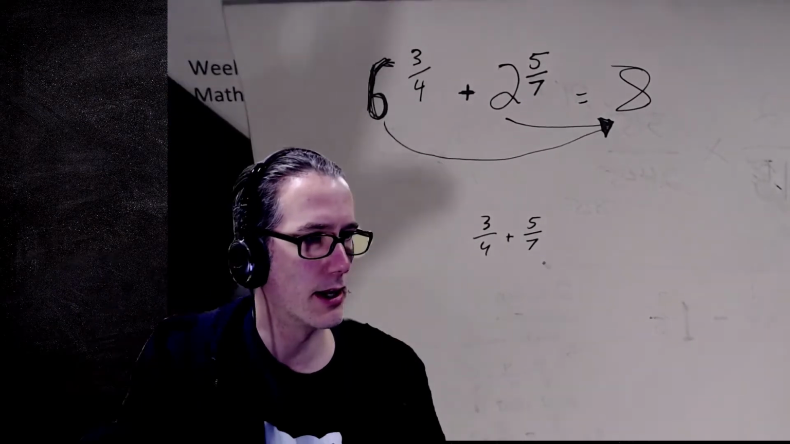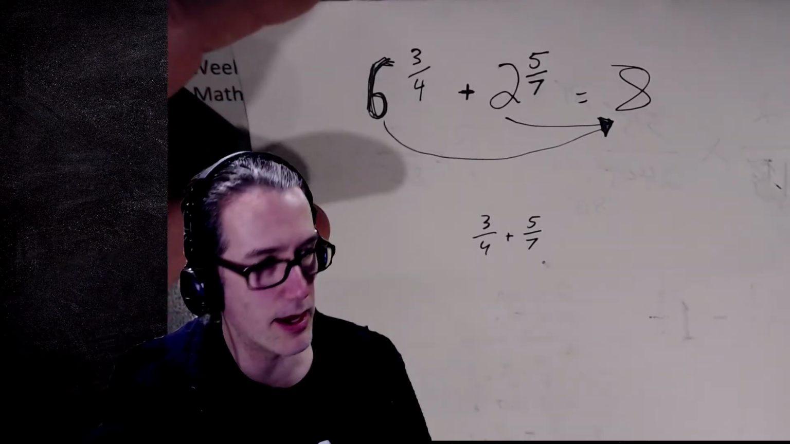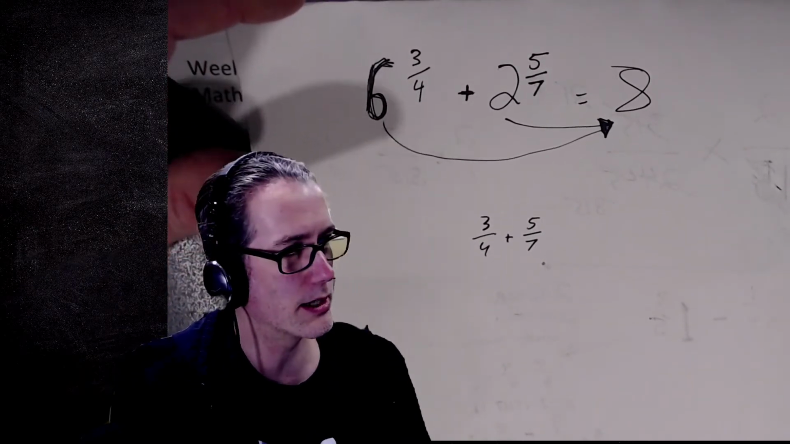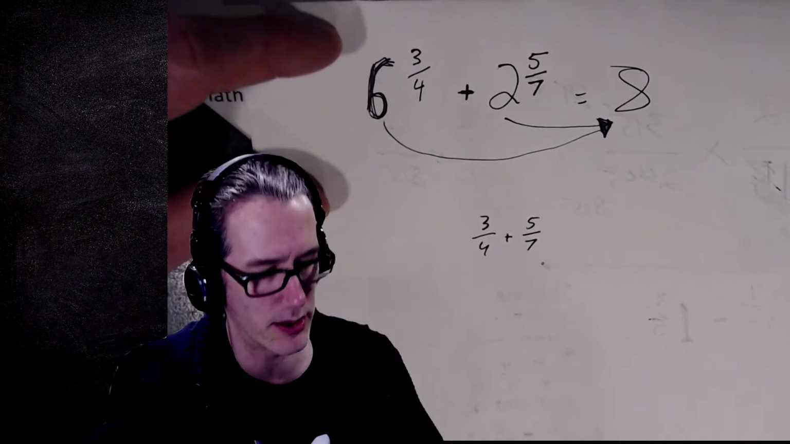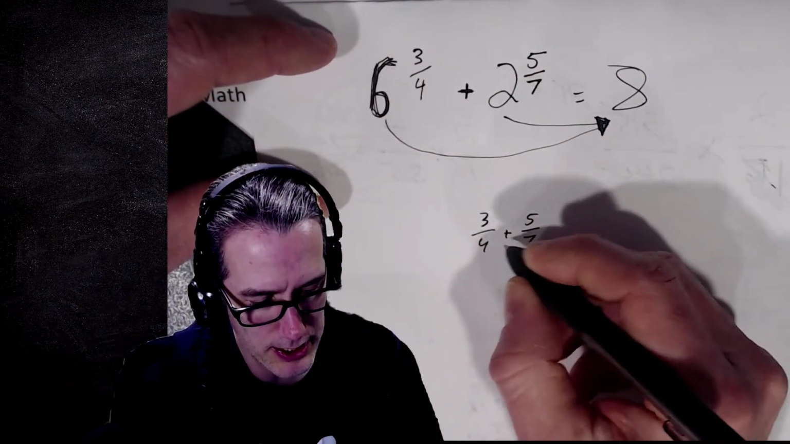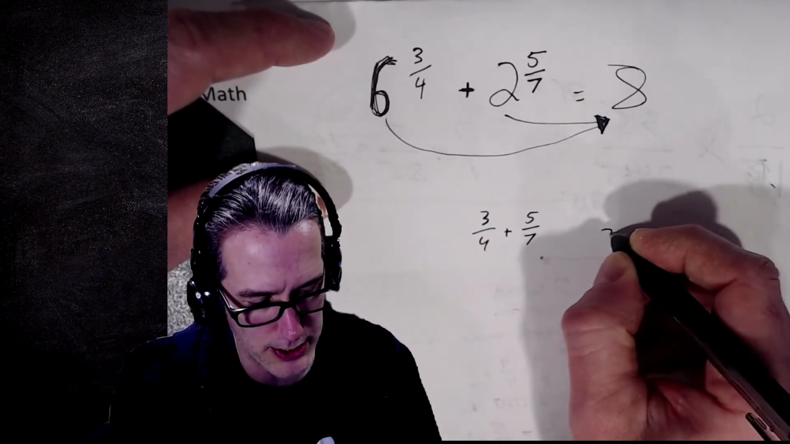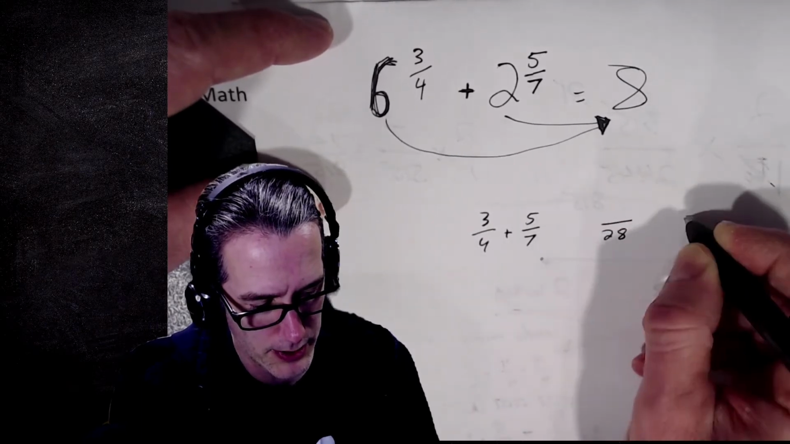So anyway, I think the lowest common multiple is multiplying them together. So that's going to be 28. So I need to turn both of these into 28s on the bottom.